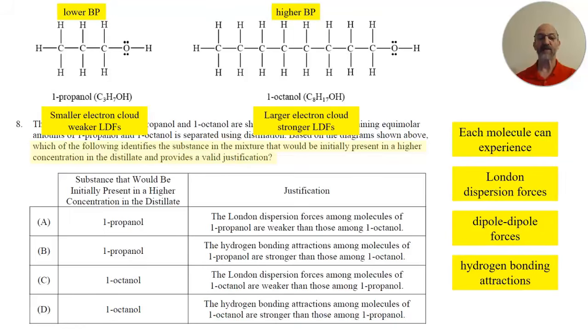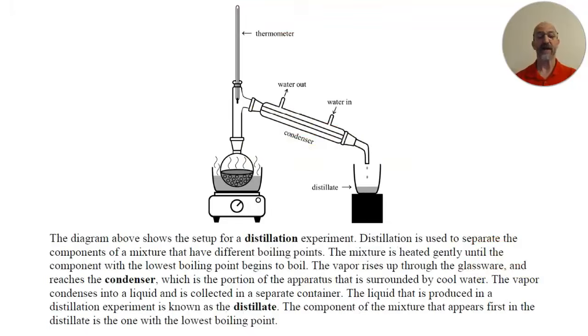But we haven't answered that question about the distillate. So in my video for topic 3.9, this is what I had said about the distillate. The diagram above shows the setup for a distillation experiment. Distillation is used to separate the components of a mixture that have different boiling points.